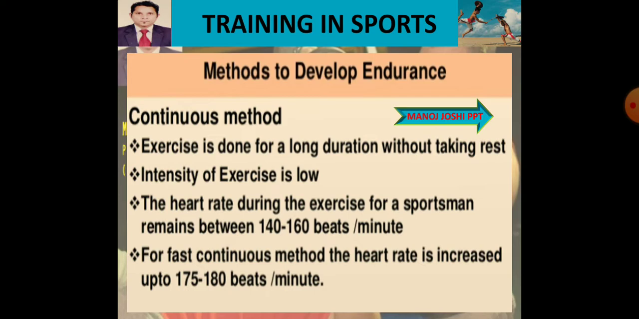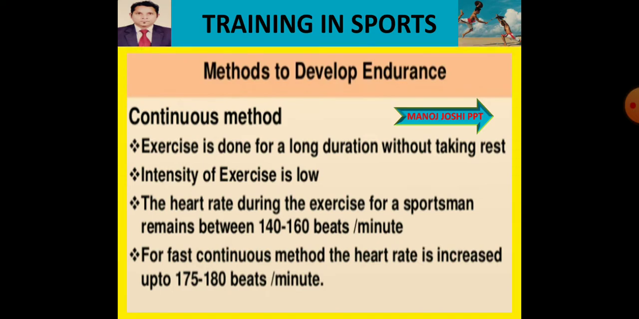For slow continuous training method, the heart rate is 140 to 160 beats per minute. For fast continuous training method, heart rate is increased up to 175 to 180 beats per minute also. Slightly it can increase or decrease, but we are not exceeding it so much because we are developing endurance. So while we are developing endurance, we need to ensure a sufficient supply of oxygen to the body.